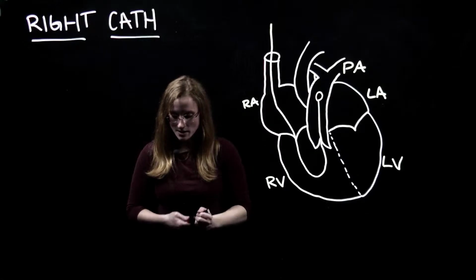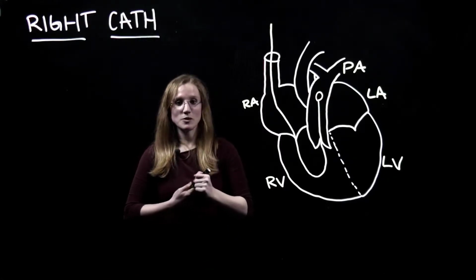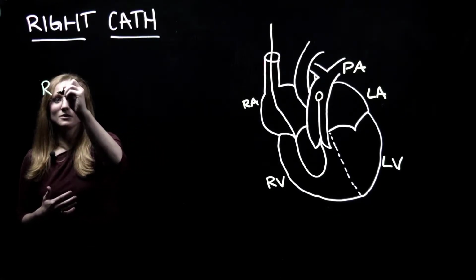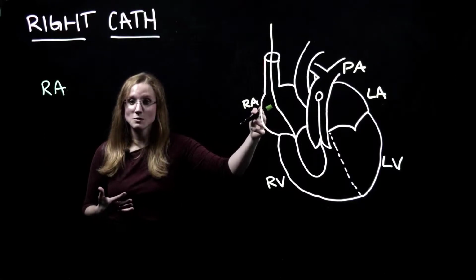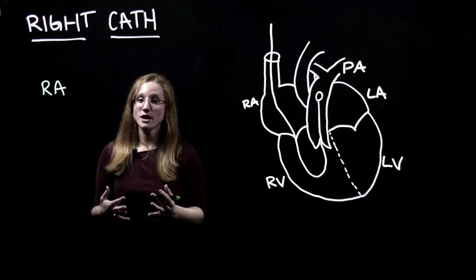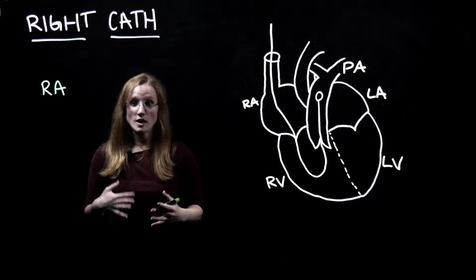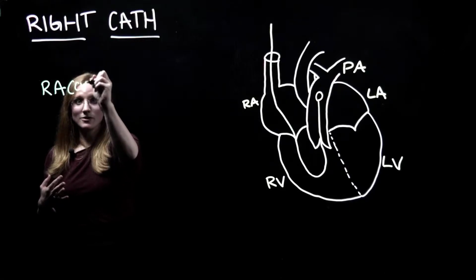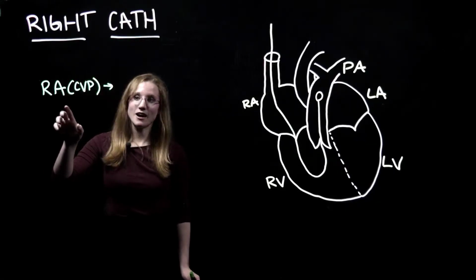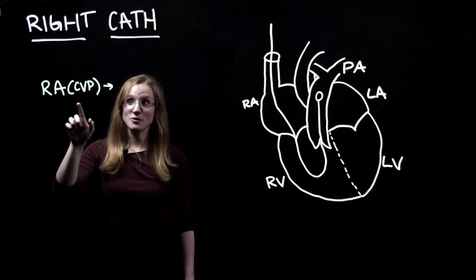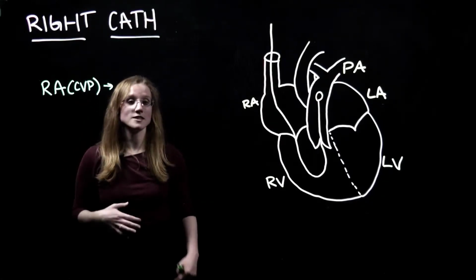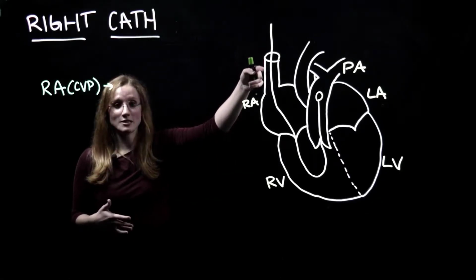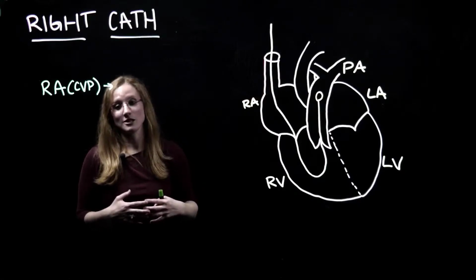So what numbers do we get from this? Right along the way, we can get the RA, or right atrial pressure. The RA pressure is the first one we get. In some cases, if the patient is in the ICU and has the catheter in for a long time, it can also be noted as the CVP. The RA can also be called the central venous pressure, or CVP, because all of the blood enters through our superior and inferior vena cava, and that is the central pressure from our body.